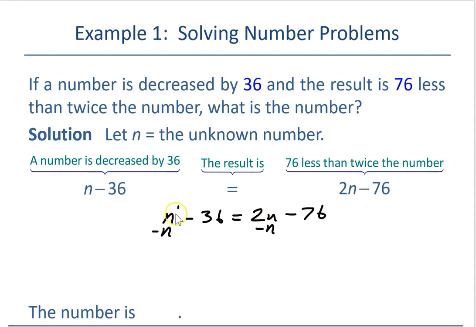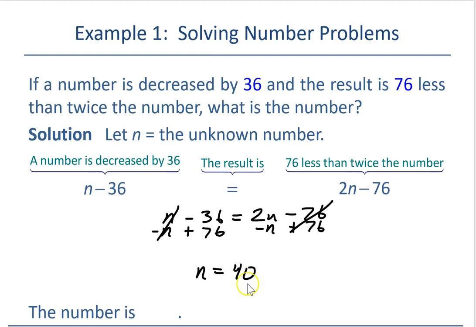When I do that, that reduces that. Here, that means I'm going to have to add 76 to get rid of it. Add 76 here. That reduces that out. 2n minus 1n is just going to be an n, equal to negative 36 plus 76, and that's going to give us 40.